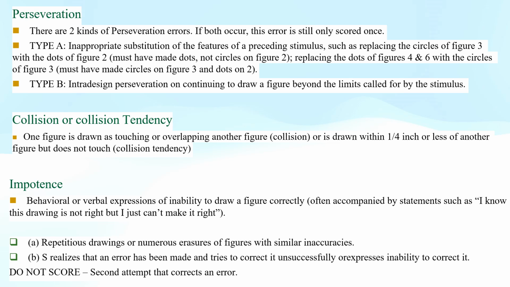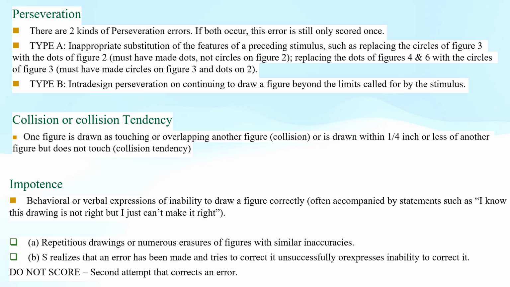Perseveration. There are two types of perseveration errors. One is inappropriate substitution of features of the preceding stimulus. Like in figure 1 and 2, we can see that there are dots and then there are circles. After drawing figure 1, the patient, even for figure 2, is only using dots. So that is type A perseveration, wherein there is a preceding stimulus and the patient is carrying the preceding stimulus into the next image. And type B is intra-design perseveration, continuing to draw a figure beyond the limits called for by the stimulus. So these are type A and type B.